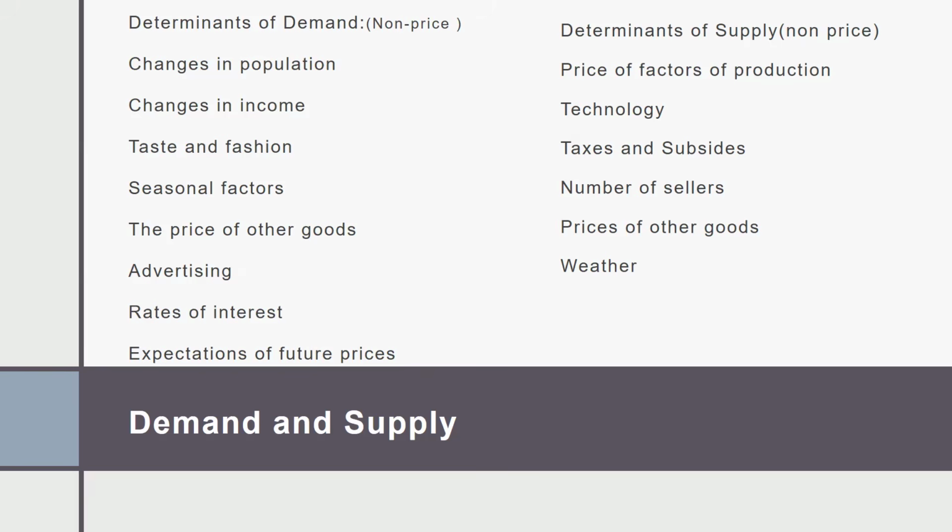Now let's look at supply. The things that will affect what people sell. And we looked at some of these when we looked at the factors that affect firms. So keep that in mind. The price of the factors of production. If it costs more money to produce the good, chances are they will produce less of it. If it costs less money to produce the good, chances are they will produce more of it.